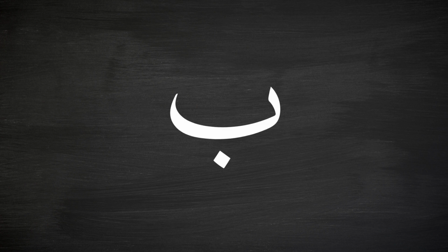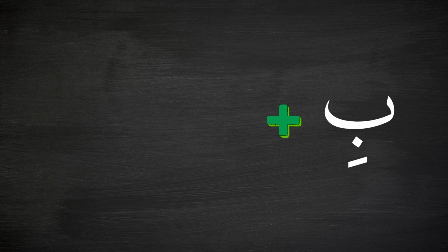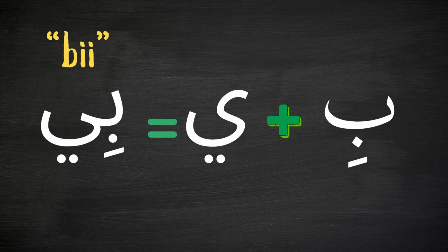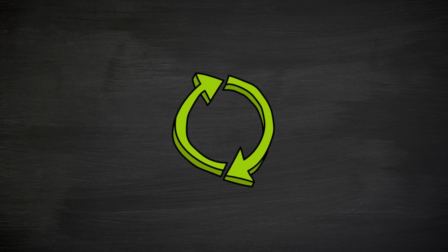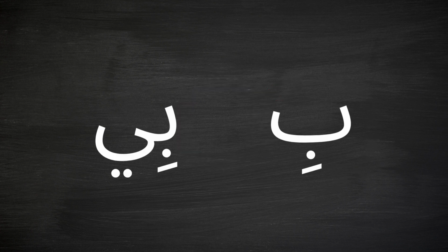The letter Ba with the short vowel Kasra makes the sound Bi, short and sharp with a gentle smile. Then, when we add Ya to stretch the sound, it becomes Bee, a longer version of the same sound. Now let's say it together. Smile gently. Bee. Hold the sound longer. Bee. Again. Bee, bee, bee, bee.